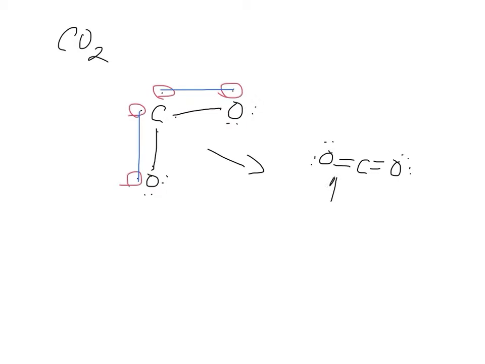Now this represents 2 pairs of electrons. Okay? 2 shared pairs. Okay? Does this make sense? Let's do something a little more difficult.